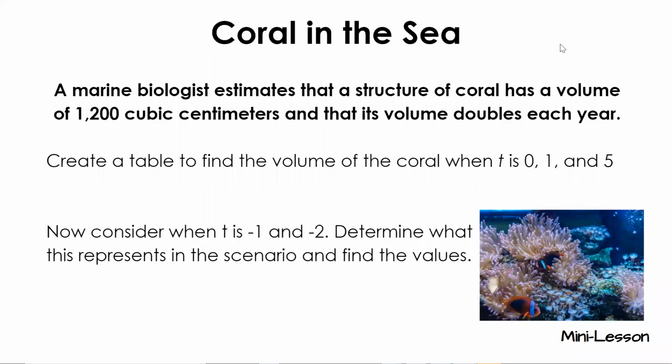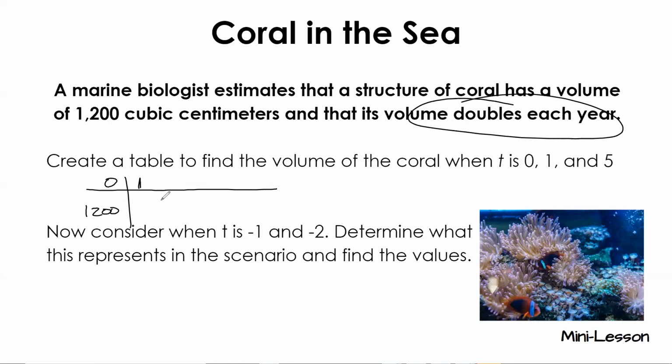A marine biologist estimates that a structure of coral has a volume of 1,200 and that its volume doubles each year. Create a table to find the volume of the coral when T is 0, 1, and 5. So at time equals 0, how big is this coral reef? 1,200, right? All right, now it's doubling each year.